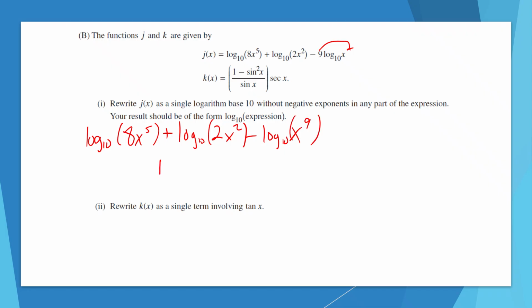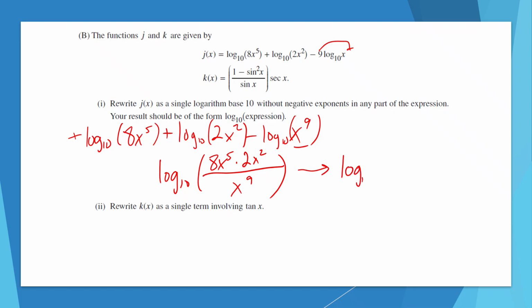Once we have this, we're going to throw this all into one giant fraction, where anything with a plus, and the first term is an implied plus, will go in the numerator. So here we have 8x to the fifth times 2x squared. And then anything with the minus will be moved to the denominator. So this is going to be x to the ninth there. This then should simplify into log base 10.